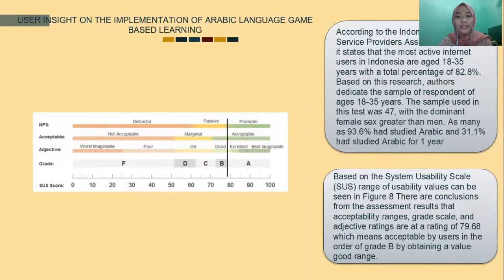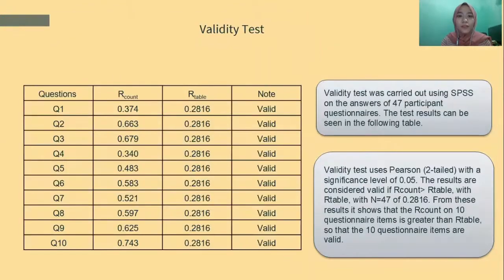Based on the System Usability Scale, the range of usability value can be seen in the figure beside. There are conclusions from the assessment result: the acceptability range, grade scale, and adjective rating are at a rating of 79.68, which means acceptable by users, in the order of grade B, obtaining a good range.